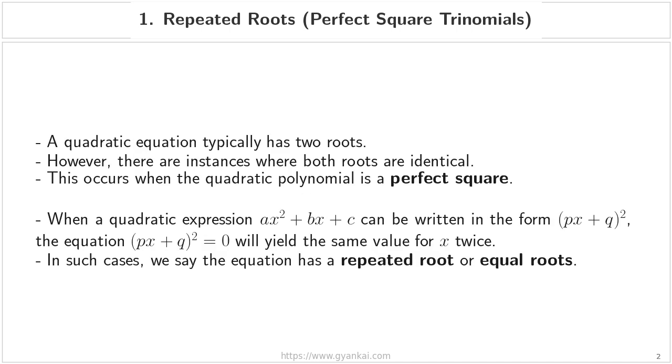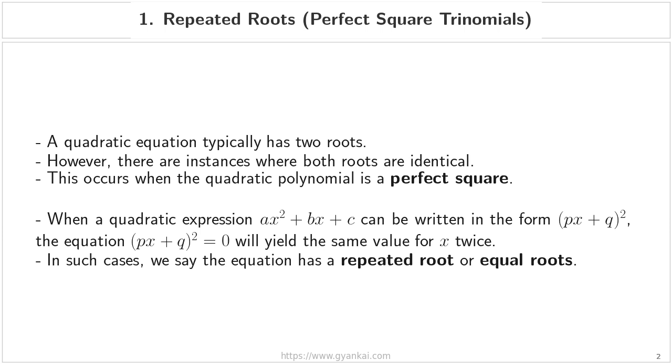To understand the concept behind this, let's look at the structure. If we have a quadratic expression, ax squared plus bx plus c, and that expression can be rewritten in the form (px plus q) all squared, then setting the equation (px plus q) squared equals 0 will result in the same value for x twice. Because the two solutions are identical, we use the mathematical terms repeated root or equal roots to describe this situation. We'll see exactly how this looks in practice with a step-by-step calculation in the next slide.